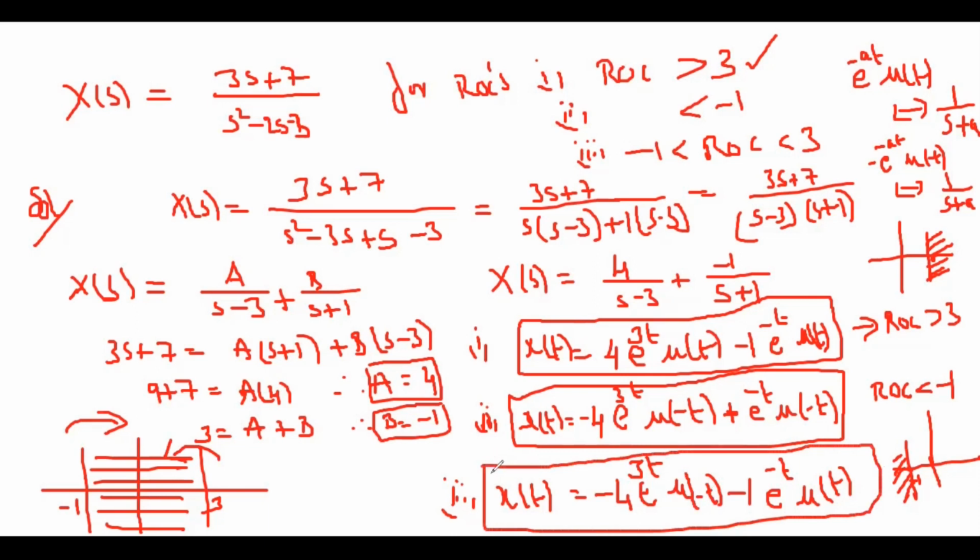This is the third ROC. When it is greater than, write all the terms as positive. Less than means all the terms are negative. But whenever it is in the range, that means ROC, 1 is towards the positive, so you can write mu of t. 3 is towards the negative, so write as mu of minus t and keep the sign as negative. Got it, my dear students? It is very important. ROC is very important. To write the inverse Laplace transformation, definitely we require the ROC only. ROC is positive or negative.